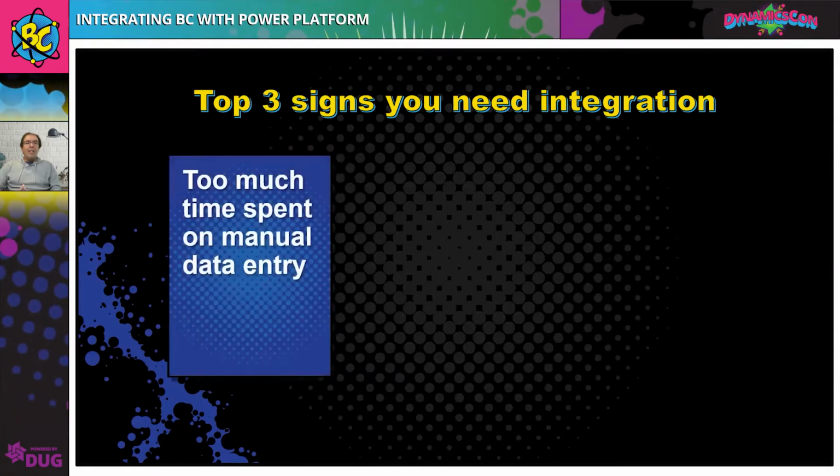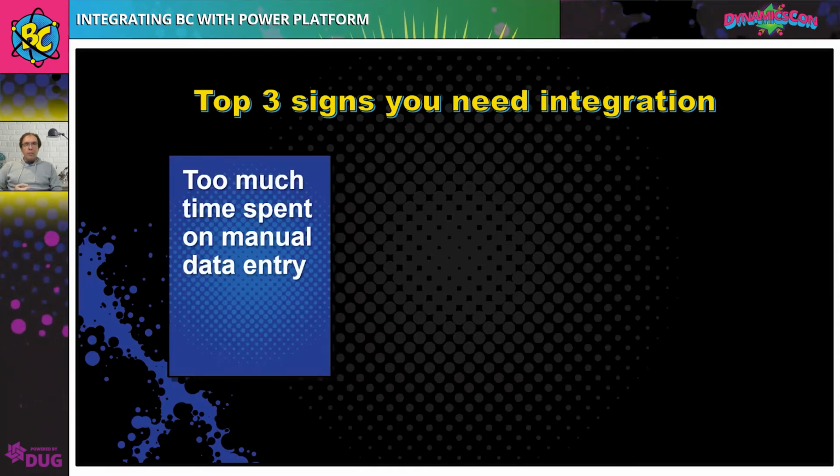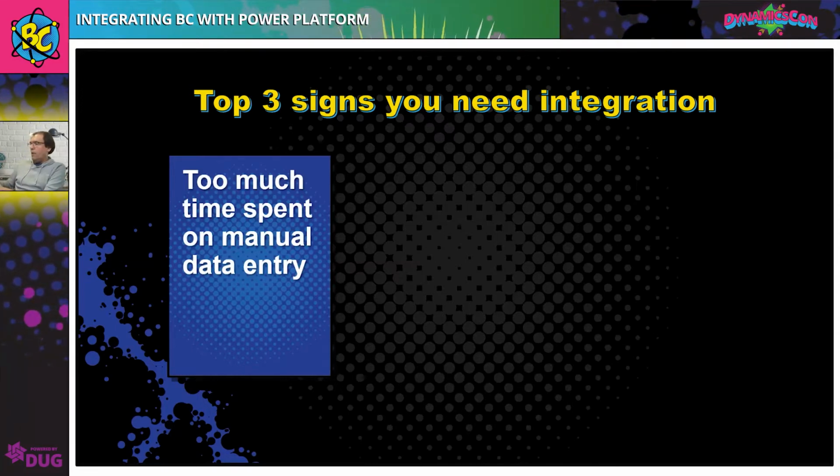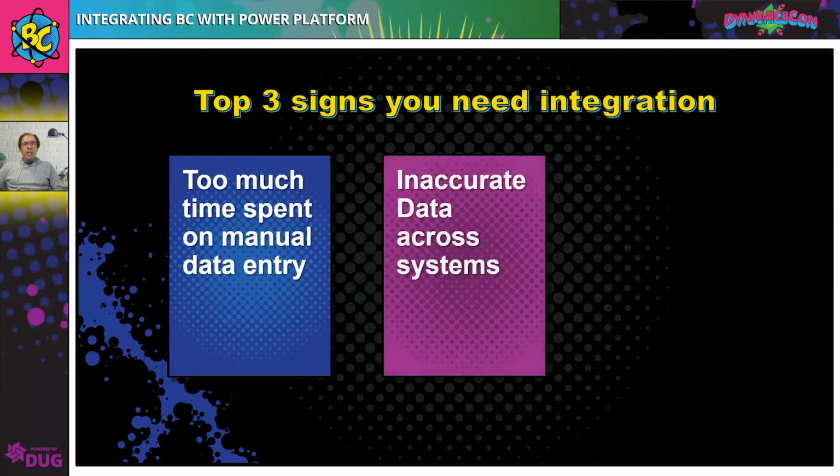The first one is that you're spending too much time on manual data entry. Your systems or your users are doing what we call swivel chair integration. You type in here, you're entering all the data, and then instead of having something that connects the two systems and moves data around, you have to physically go and key it into another system. That usually leads to very inaccurate data across the systems.